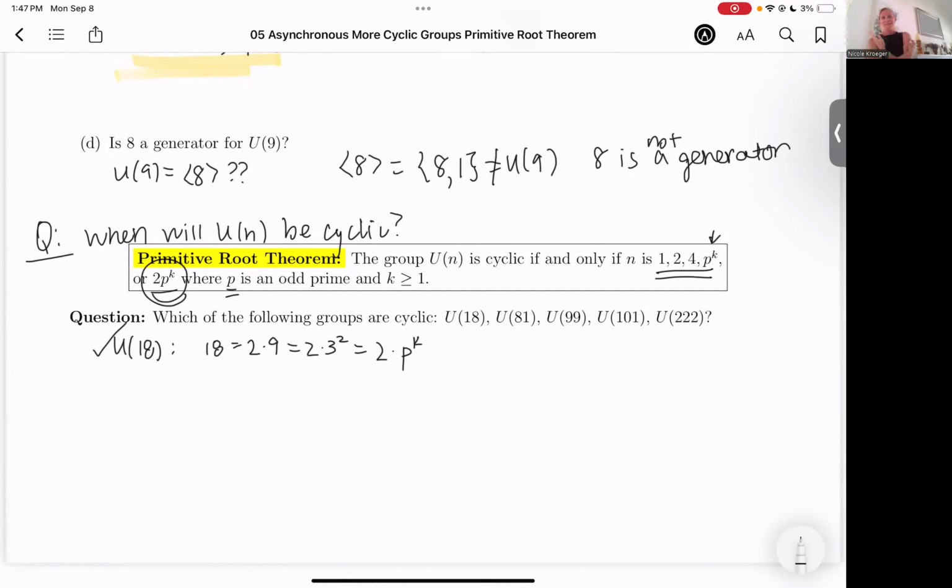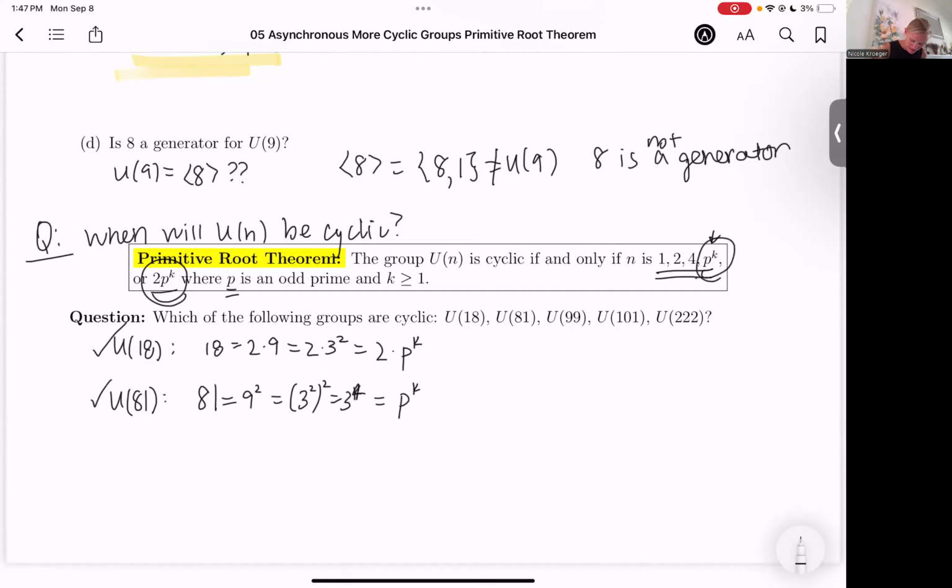Knowing when UN is cyclic is going to be very important for us for the Diffie-Hellman key exchange, which is going to be a cryptography application that we're going to use. So the primitive root theorem will come in handy over and over again this semester. So let's see. For U81, 81 is 9 squared. 9 is 3 squared, so we have 3 squared squared, which is 3 to the 4th. 3 is a prime number, 4 is a power. So this is a prime number to a power. So this is cyclic. That's this form here.